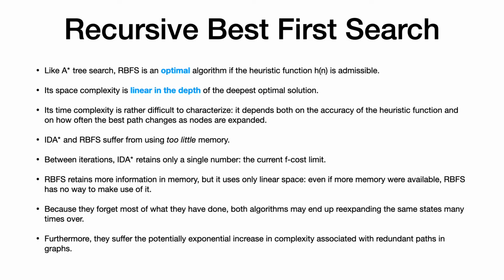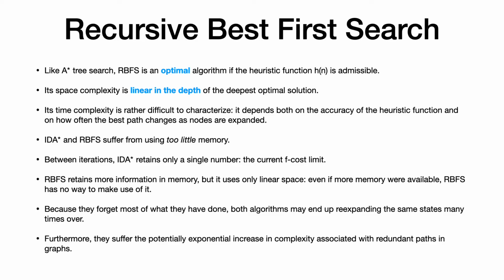So these are some of the points similar to A star. RBFS is also optimal. It requires linear space in depth. Space complexity is linear. Both IDA star and RBFS suffer from what is called using too little memory. Suppose you have a huge memory, it does not utilize the memory completely. Although both IDA star and RBFS require very little memory, if you have more memory, they do not exploit that memory, and that is also considered a disadvantage.